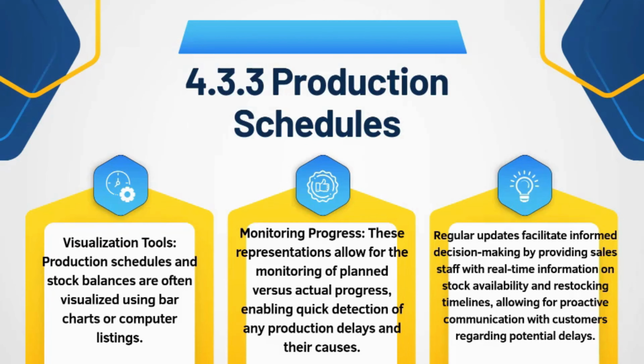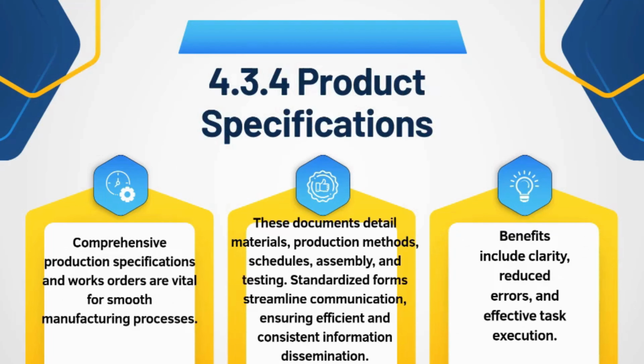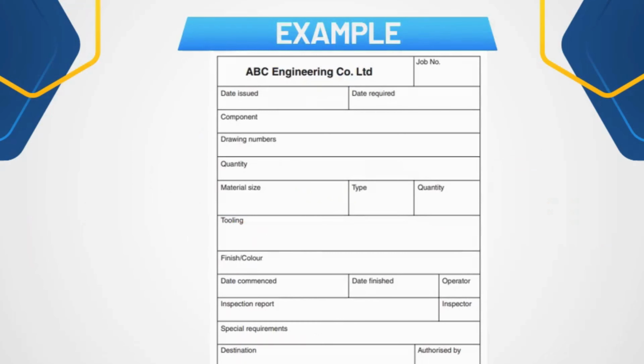For production schedules, we have three types: visualization tools, monitoring progress, and also regular updates that facilitate. So for product specifications, comprehensive production specifications and works orders are vital for smooth manufacturing processes. These documents detail materials, production methods, schedules, assembly, and testing. Benefits include clarity, reduced errors, and effective task execution. So this is an example of the work form usually used by companies.